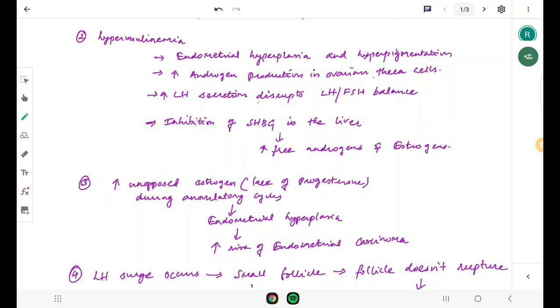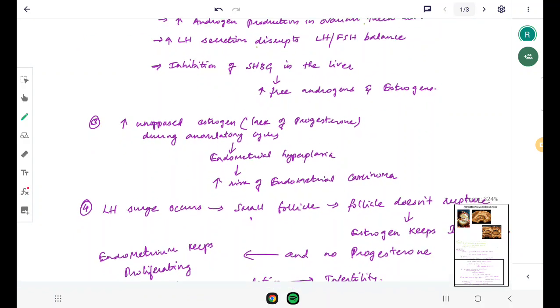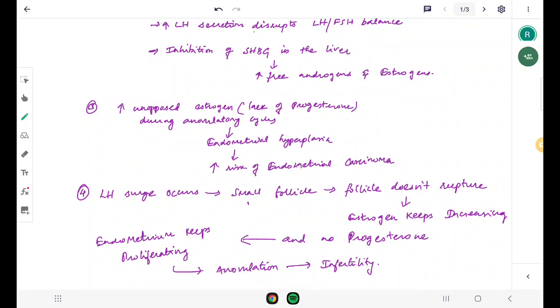As we know, estrogen is responsible for the hyperplasia of the endometrium. So there is a higher risk of endometrial carcinoma as well. Because of the increase of luteinizing hormone, these follicles don't mature. Because of these many immature follicles, estrogen keeps on increasing, and there is decreased progesterone that leads to infertility, right?